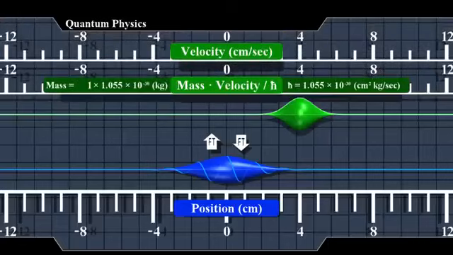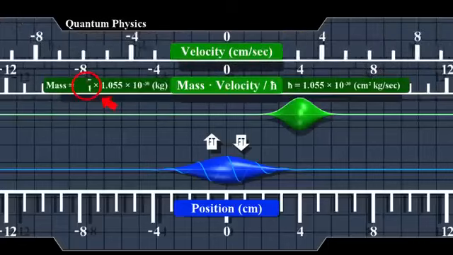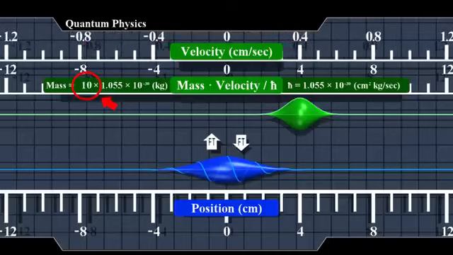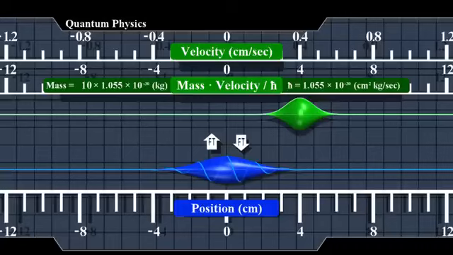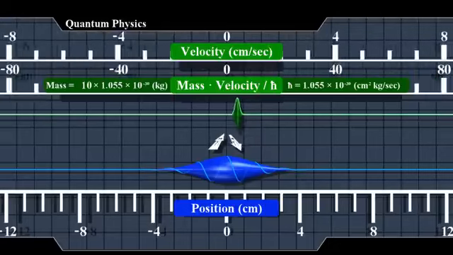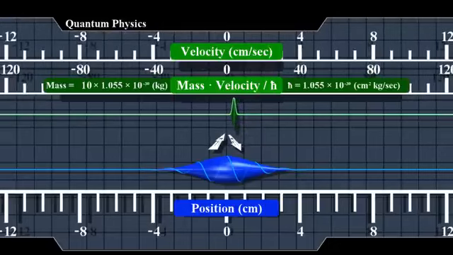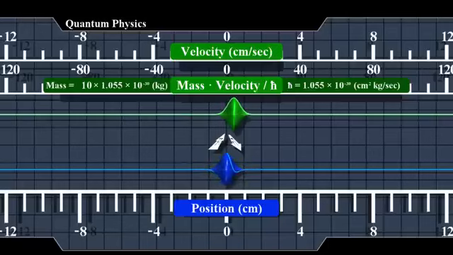Now let's increase the particle's mass. The two wave functions remain the same. The uncertainty principle is the same. But the same values of momentum now translate to much lower velocities. Let's shrink the upper part of the image to bring velocity back to scale. Now let's reduce the uncertainty in position and increase the velocity back to 4 centimeters per second.